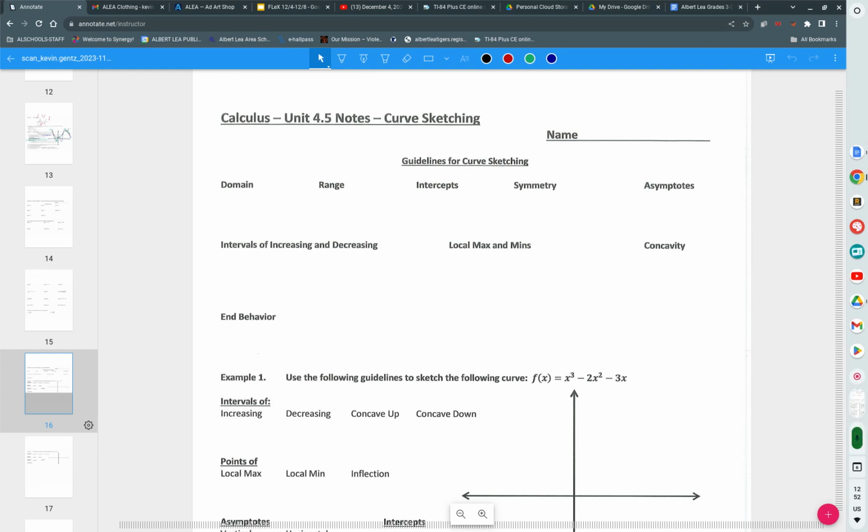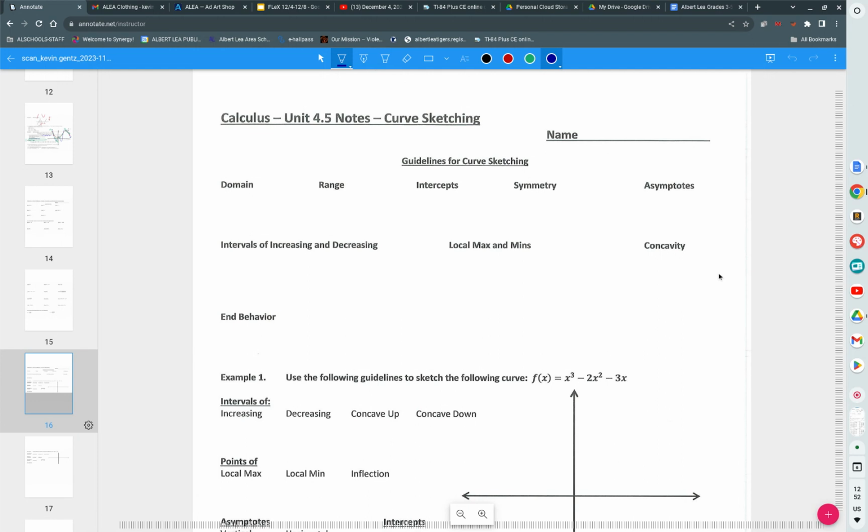Okay, today you want to sketch perfect graphs, okay? Perfect graphs. And so we're going to take a little bit of what we did earlier and apply it today. We're going to add a couple new pieces. Number one, you want to consider the domain of a function when you graph it, okay?